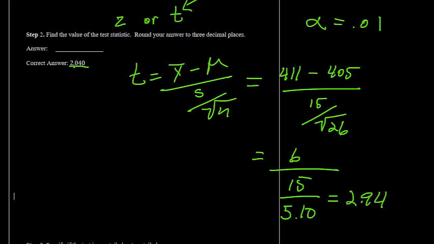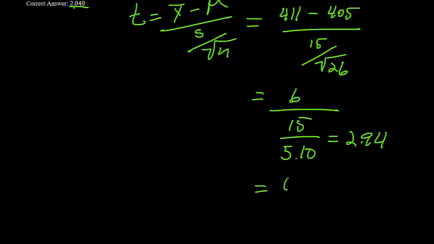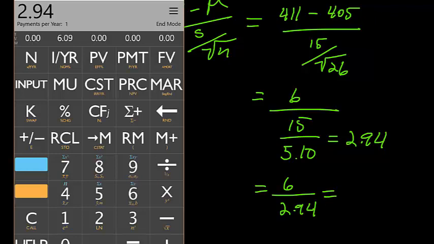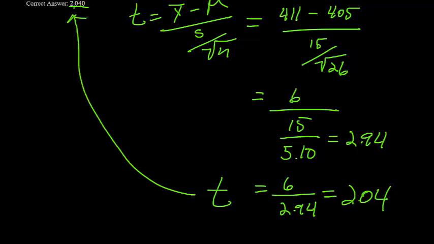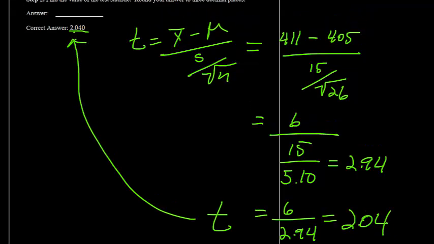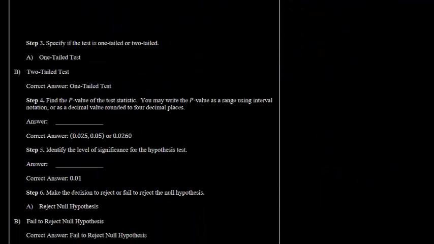Therefore, this is 6 divided by 2.94, and that equals 2.04. It is right. I must have just stopped early and got it wrong. So this is our t statistic, and it is correct: 2.04. Excellent. I'm a lot smarter than I look.